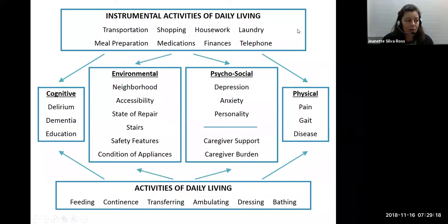And then on the top, we have the instrumental activities of daily living. That includes transportation, shopping, housework, laundry, meal preparation, medications, finances, and using the telephone. Those interact with the needs of the patient in their cognitive, environmental, psychosocial, and physical domains. So it's important to address the activities of daily living and instrumental activities of daily living, as they will interact with the patient.